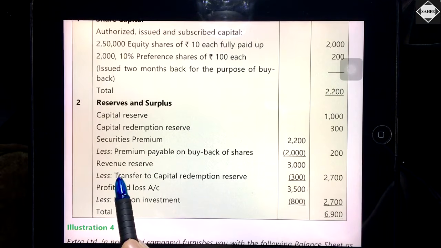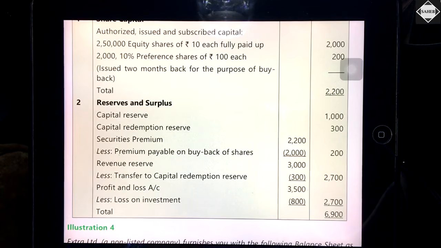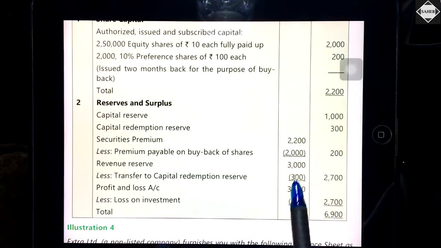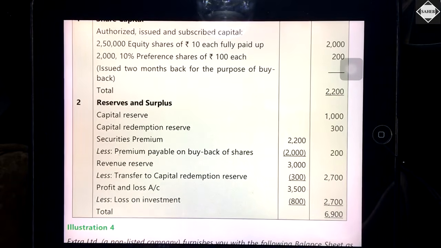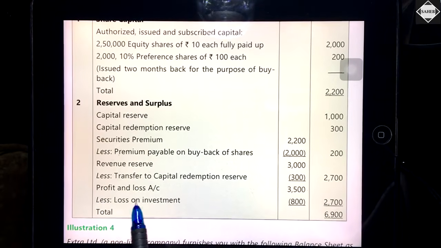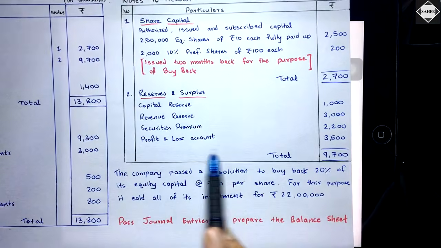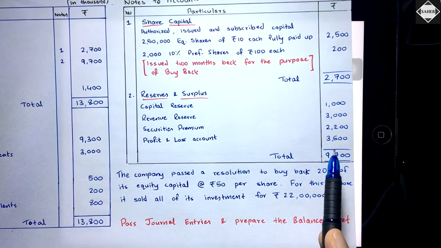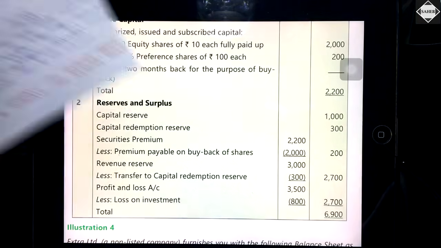Then revenue reserve we also utilized to transfer to capital redemption reserve. So revenue reserve previously in the balance sheet was how much? 30 lakh. So 30 lakh minus 3 lakh is equal to 27 lakh. Then we have profit and loss. In the old balance sheet, profit and loss was 35 lakh.